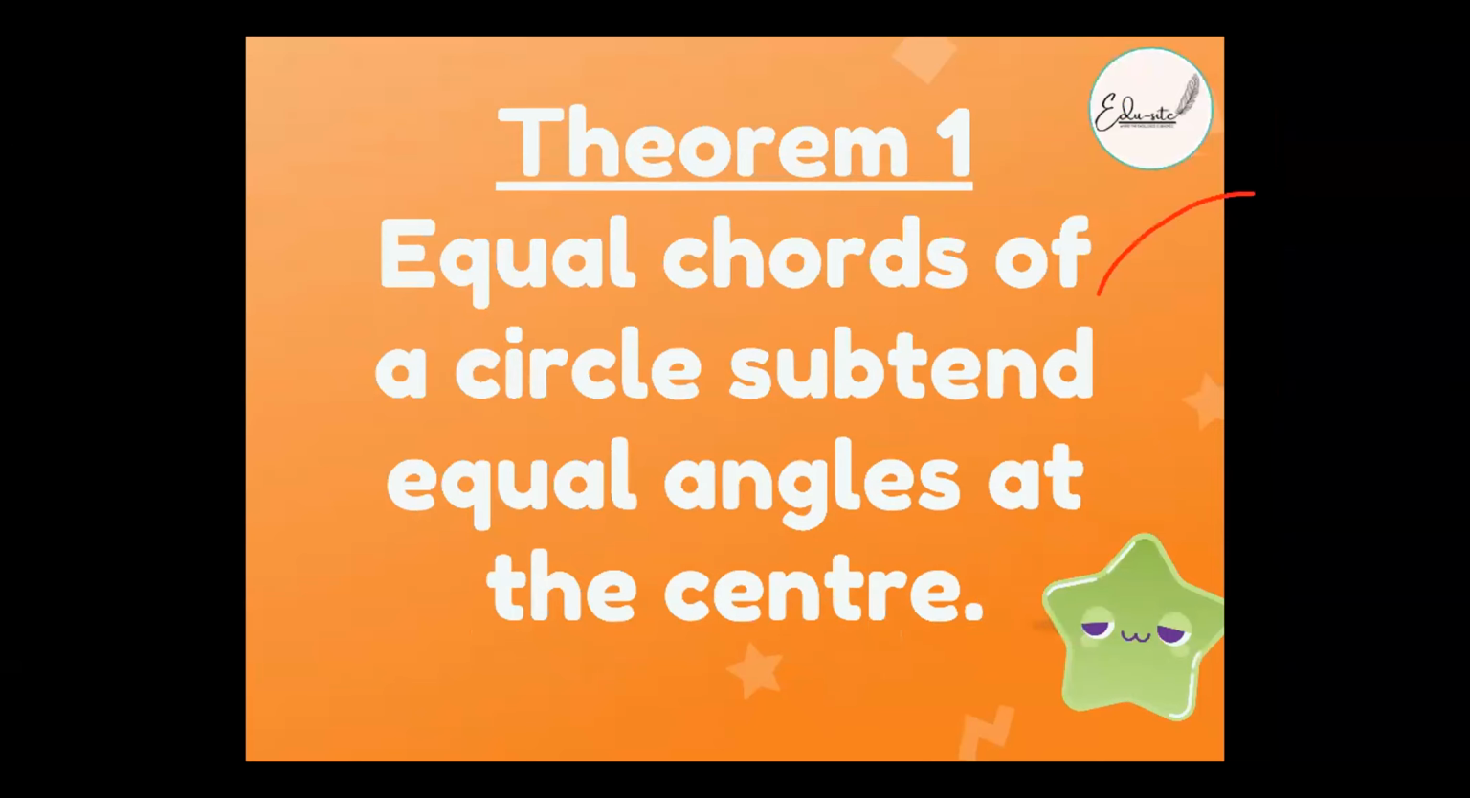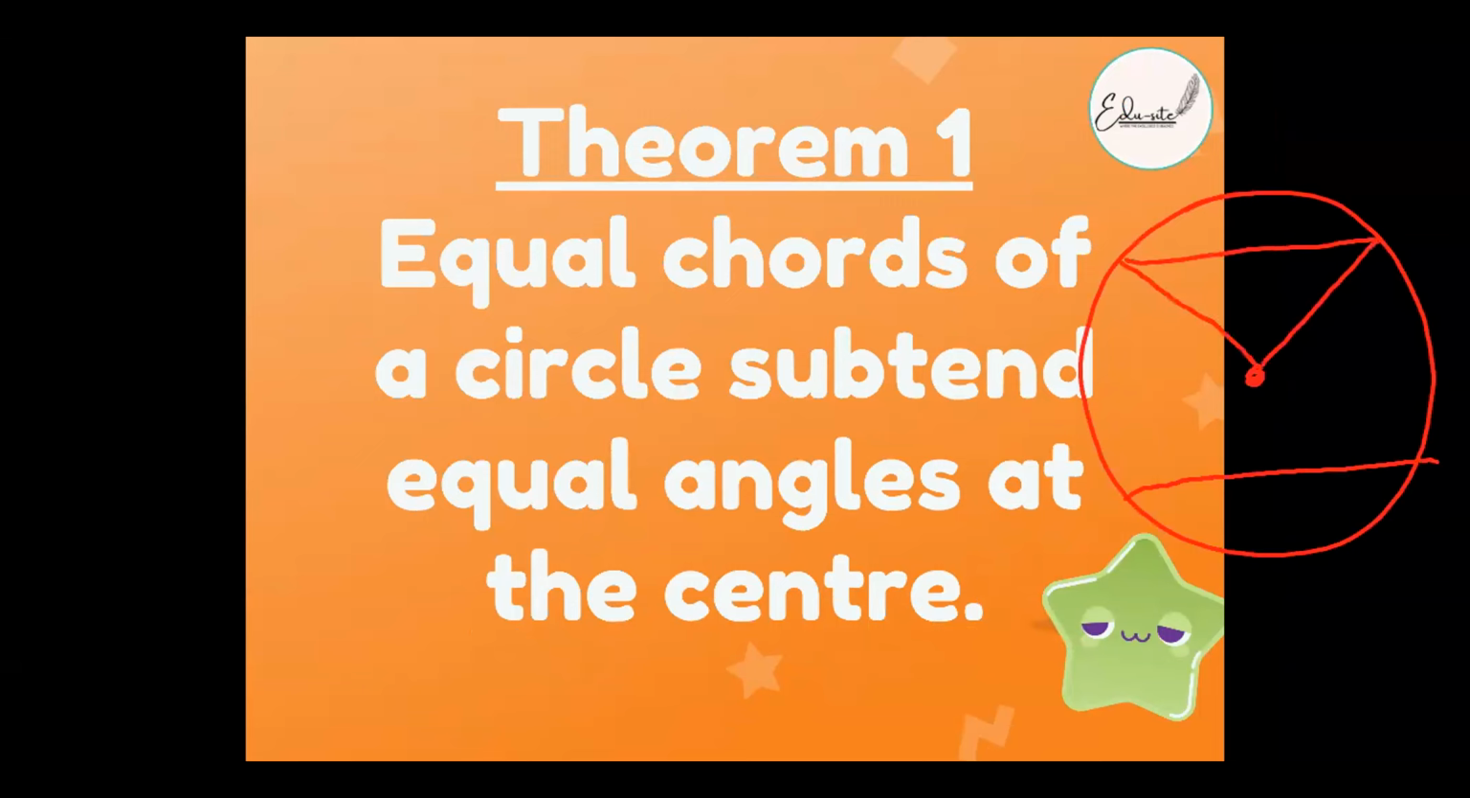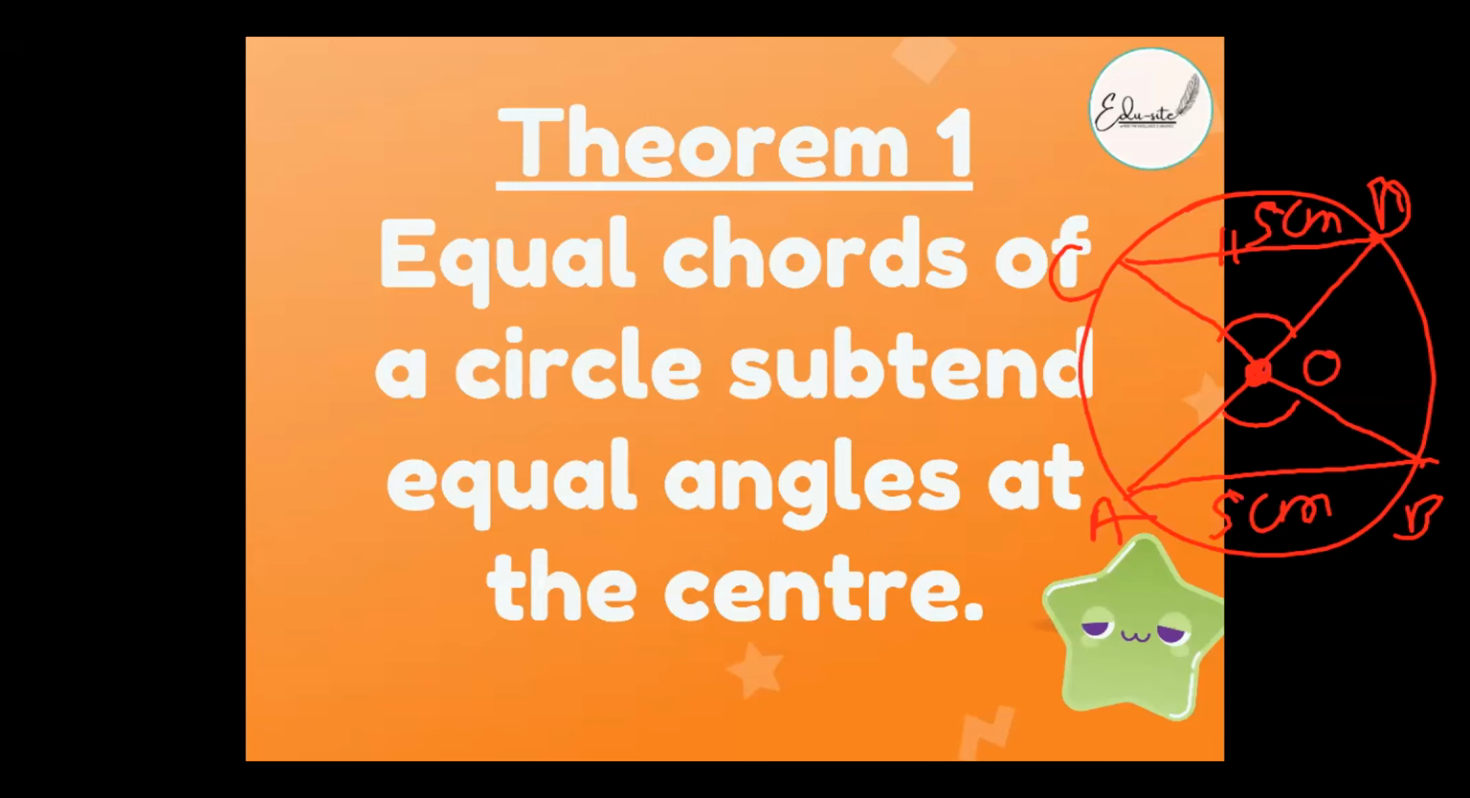In the two major theorems, what does theorem number 1 state, beta? Equal chords of a circle subtend equal angles at the center. So equal chords, for example, AB and CD are equal chords. What does equal chord mean, beta? They have the same length. Like if CD is 5 centimeter in length and AB is 5 centimeter in length, then if two chords are of equal length and you subtend an angle at the center of the circle, then which angles are equal? Please tell me.